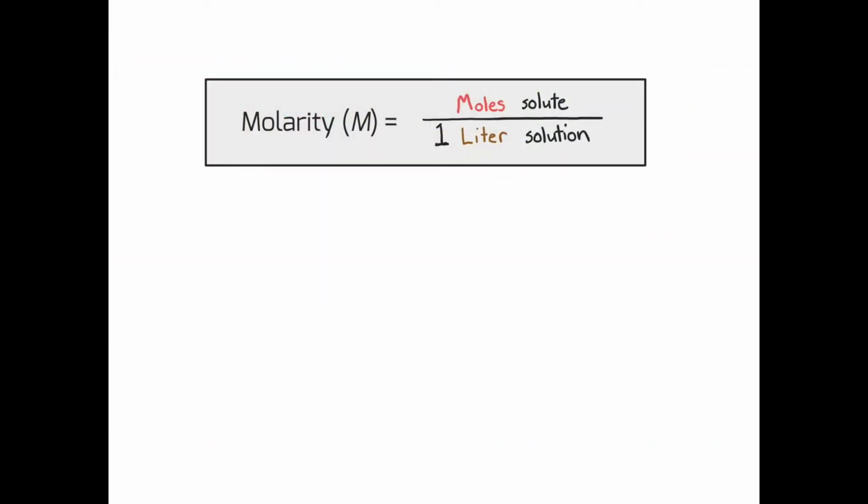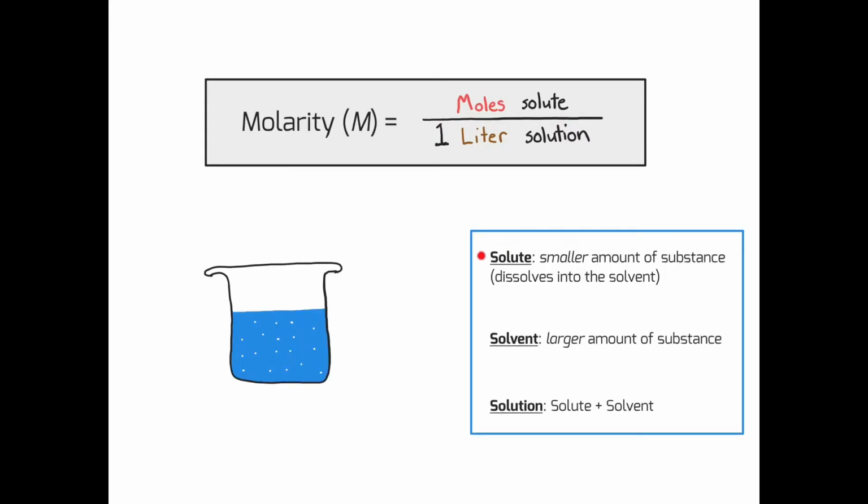So molarity is a unit of concentration, and it's abbreviated with this capital italicized M. And what it is is moles of solute per 1 liter of solution. Remember that solute is the smaller amount of substance in a solution, and the solute dissolves into the solvent. The solvent is the larger amount of substance, and together the solute and the solvent make up the solution.